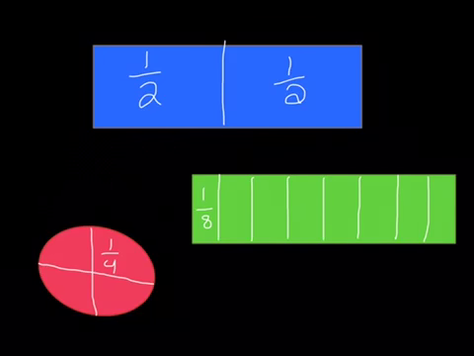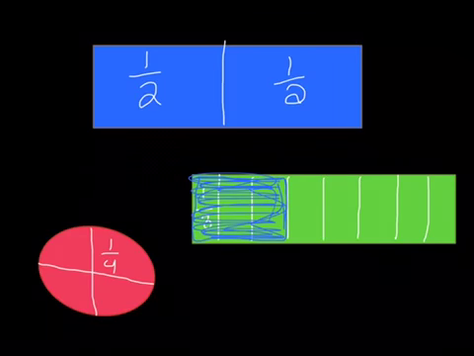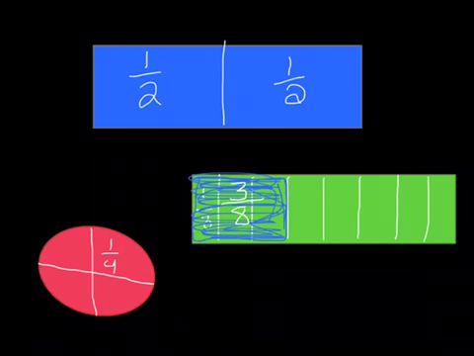If I told you that I ate, let's pretend this is a candy bar, I ate 3/8 of the candy bar. How would I represent that? Well, what I would do is I would shade in 3 of the 8 pieces. And when you ask me how many pieces did I eat, I would say I ate 3 out of 8 pieces, or I ate 3/8.